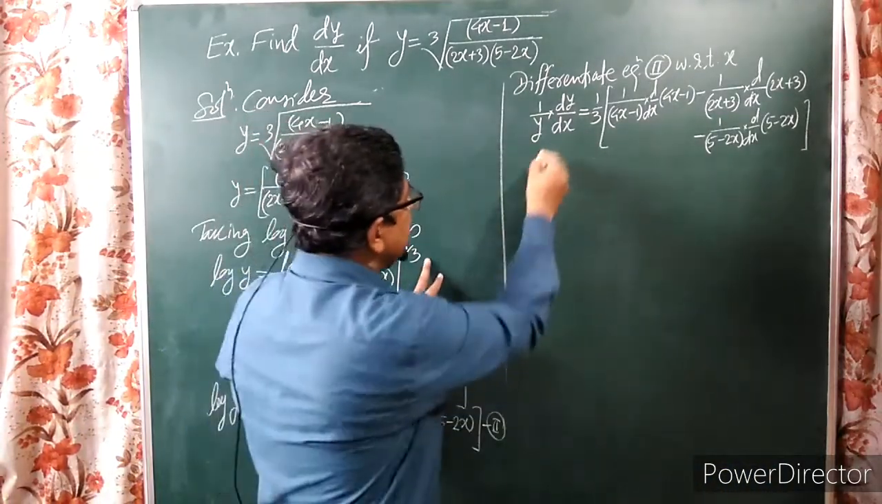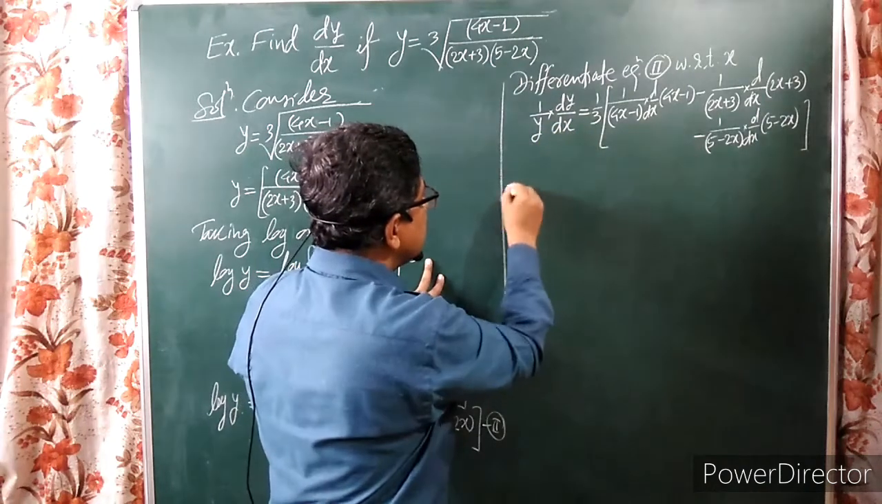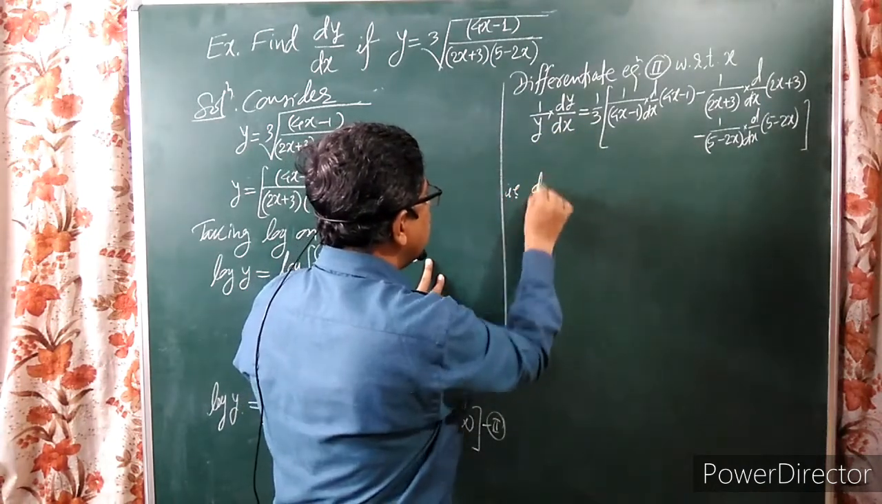So we'll go for the simplification. Now transfer this y on another side, that is dy by dx.